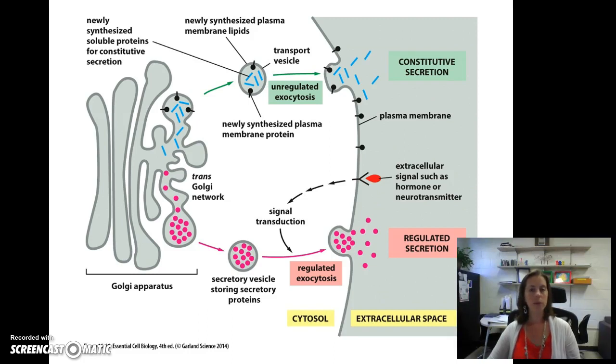And these processes can be constitutive or unregulated exocytosis. So this is a way in which you now know that small amounts of phospholipid membrane can be added to the surface of a cell, for example. Regulated exocytosis, we know how neurotransmitters are held in wait at the synapse of a neuron and how then the cell knows when to secrete those neurotransmitters.